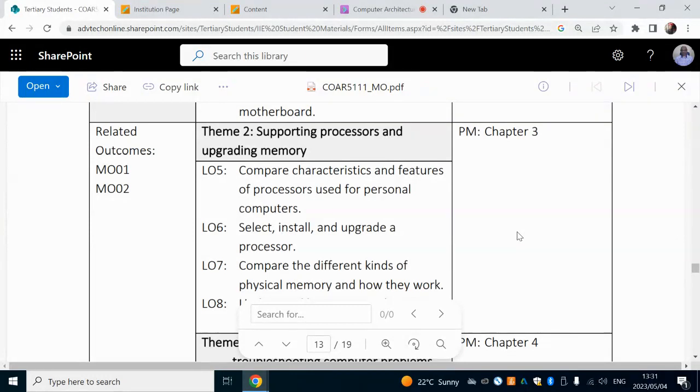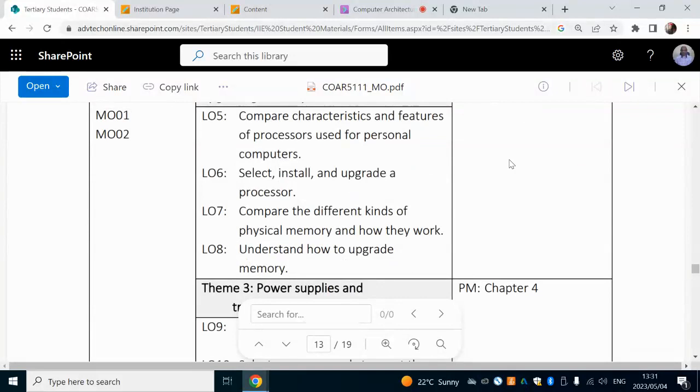When upgrading, you need to check the speed, and you need to check the socket type that is being used. So can a processor fit on a particular motherboard? That's some of the things you're going to look at when selecting, installing and upgrading a processor.